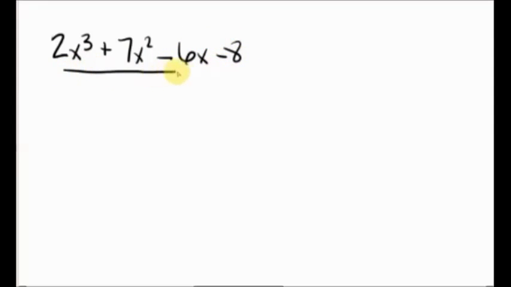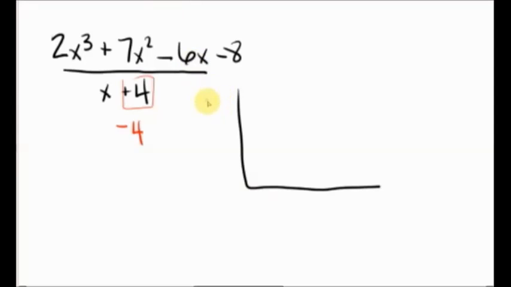We'll do another one with all the numbers. We've got 2x to the power of 3 plus 7x squared minus 6x minus 8 over x plus 4. So we'll take our number here and we'll opposite it. So we'll set our problem up here. That was a really badly drawn box corner. So we have negative 4, 2, 7, negative 6, and negative 8.